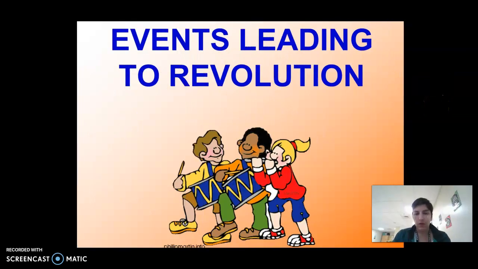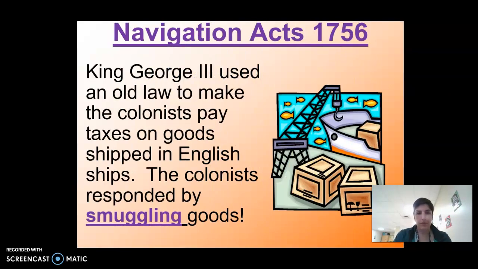Here were some of the events that were leading up to the Revolution. The first one is something called the Navigation Acts of 1756. A lot of these were laws that were passed in England that made the colonists very angry. Because of that, they decided to break off from England and had the Revolutionary War. All the things that have the word act in them are usually just laws that were created in England.